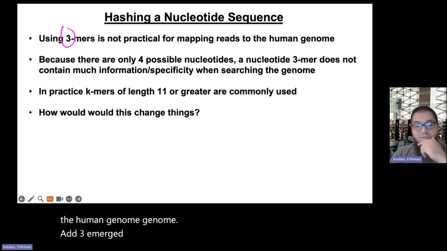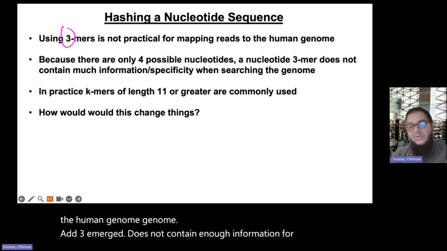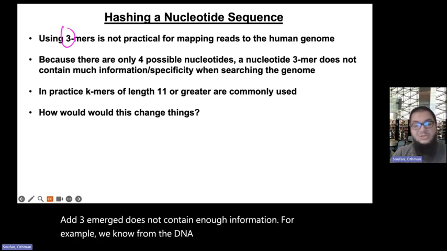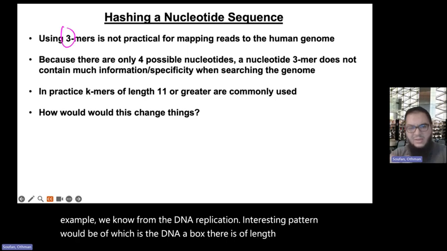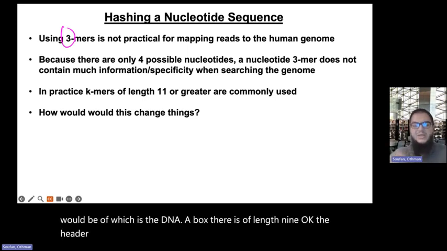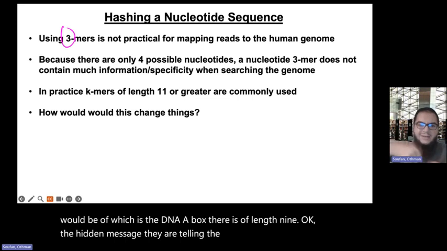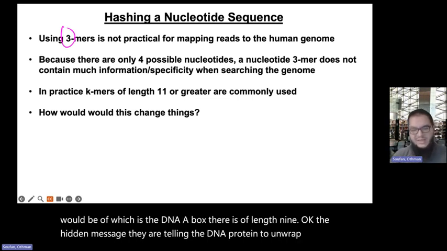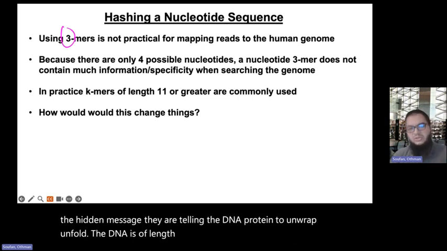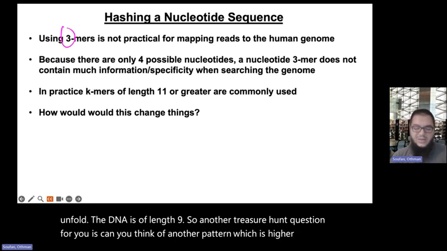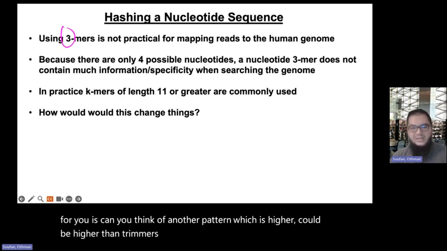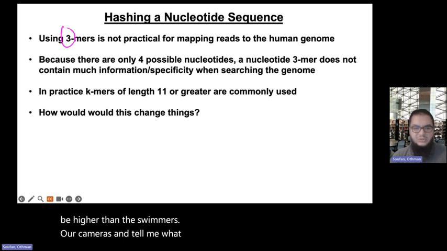Three-mers do not contain enough information. For example, we know from DNA replication that an interesting pattern is the DnaA box, which is of length 9. The hidden message telling the DnaA protein to unfold the DNA is of length 9. So another treasure hunt question for you: can you think of another pattern that could be longer than three-mers, and tell me what that would be in the human genome of interest?